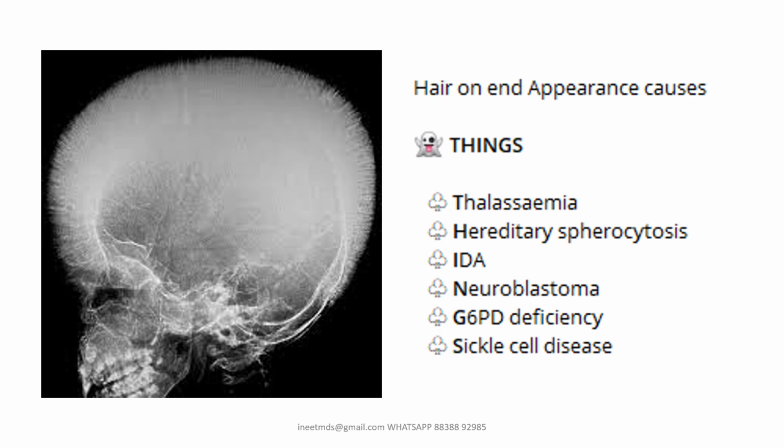Of all the findings, the classical one where you can see hair on end appearance or salt and pepper appearance is for thalassemia, hereditary spherocytosis, and sickle cell disease.